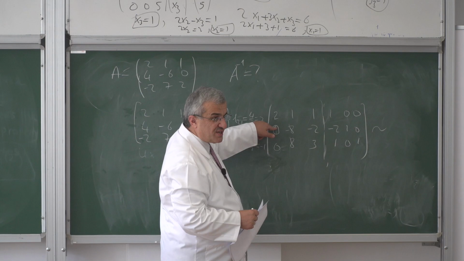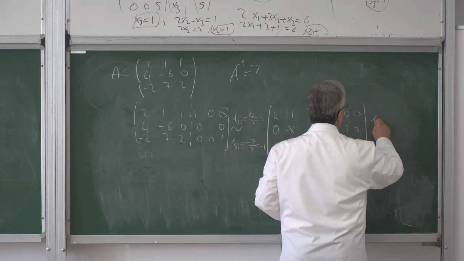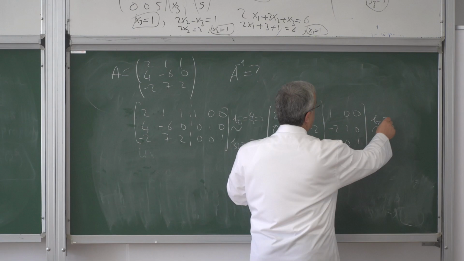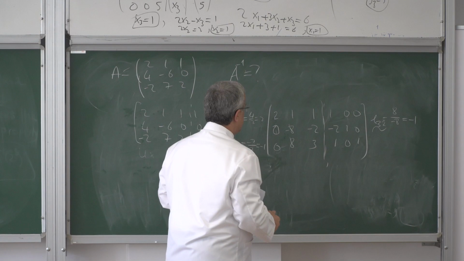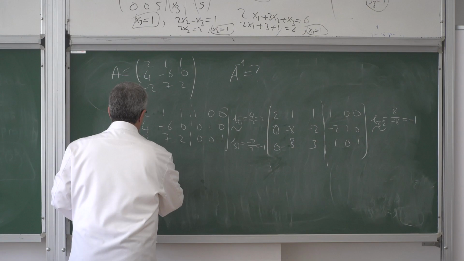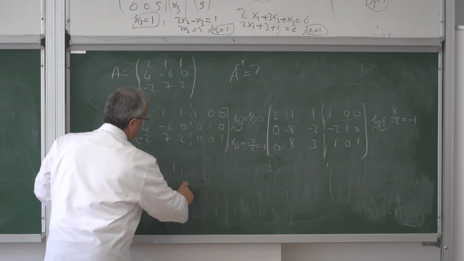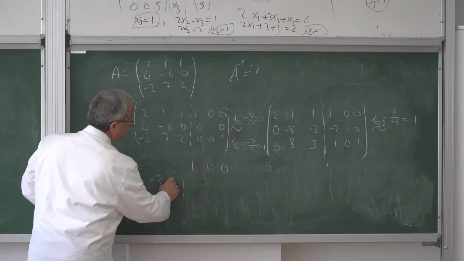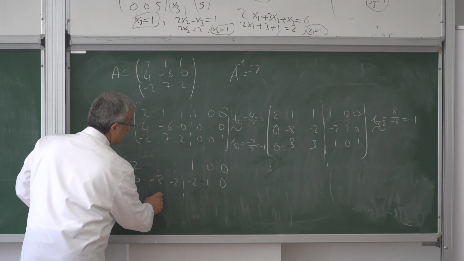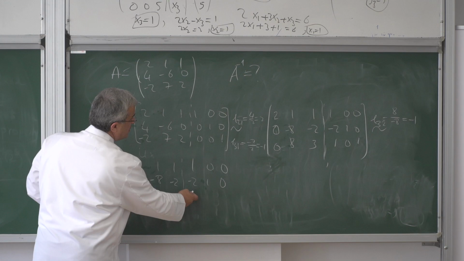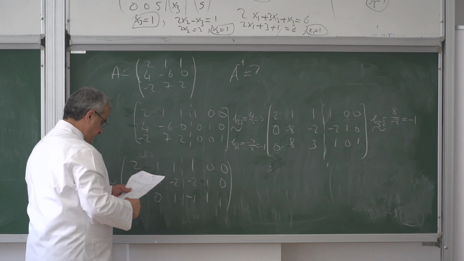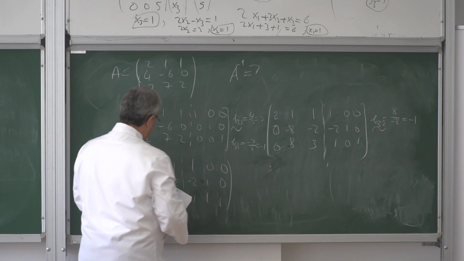So what is my multiplier here? L, third row and second column. It is 8 divided by minus 8, which is minus 1. Okay? So that means I just add this row to that one. Okay? So 2, 1, 1, 1, 0, 0, 0, minus 8, minus 2, minus 2, 1, 0, 0, 0, 1, and this minus 1, 1, 1, right? Okay, now I finished my forward elimination.